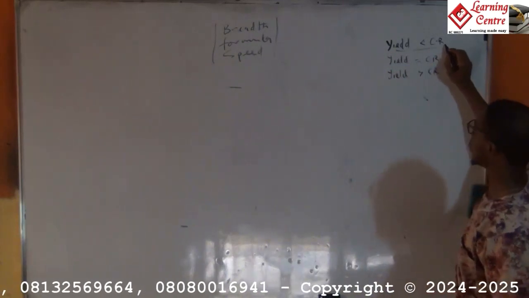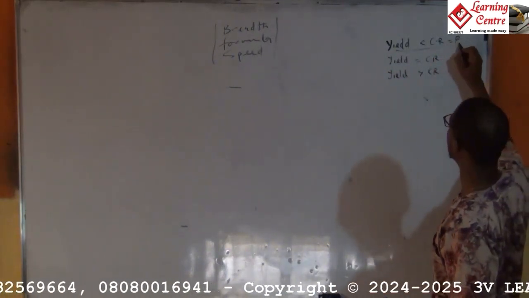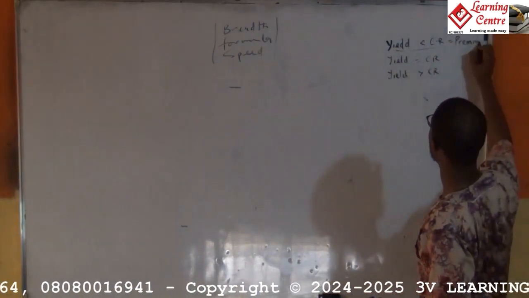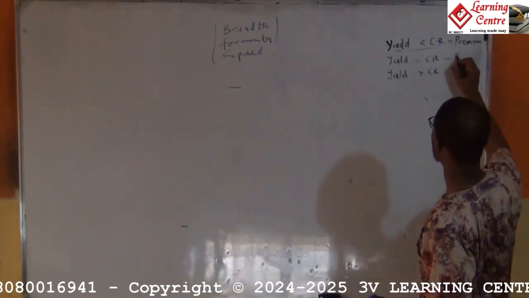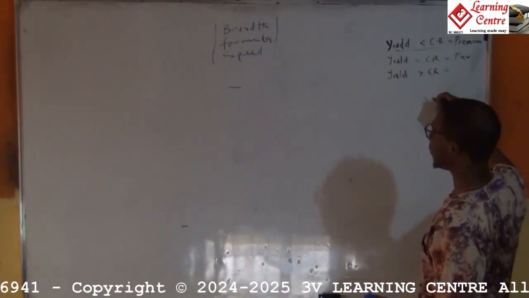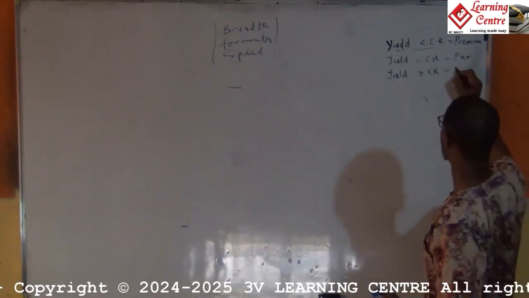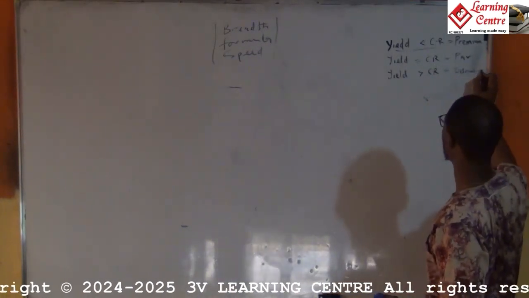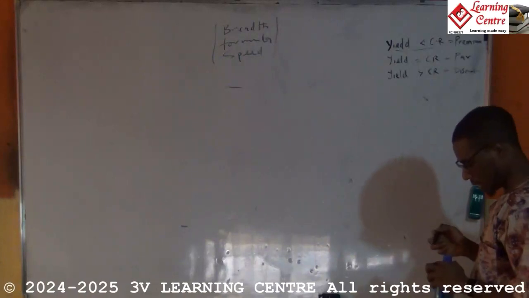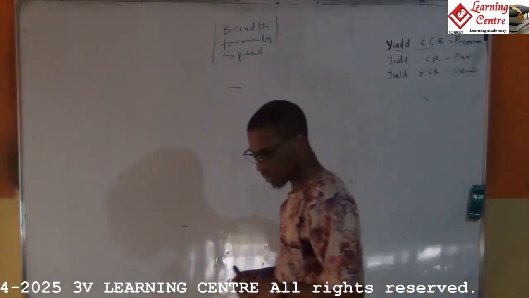When yield is lower than the bond rate, the bond trades at a premium. If it equals, it trades at par. If yield is greater than the bond rate, we trade at a discount. So that's the thing.